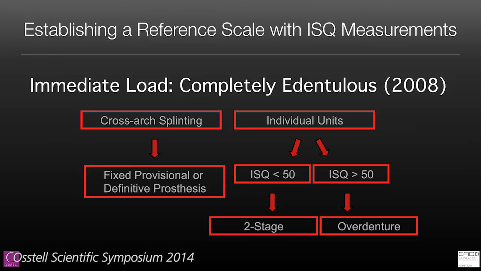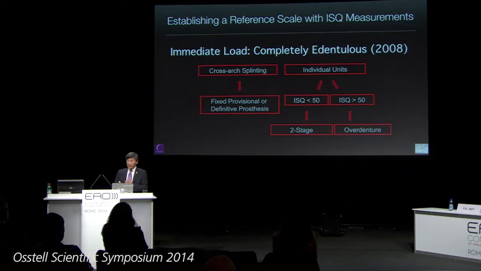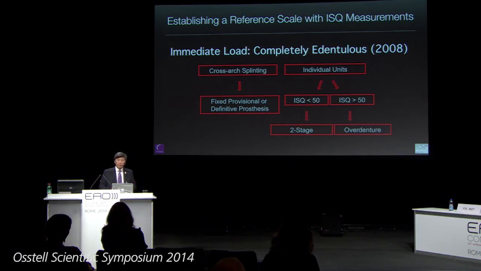And therefore, we made this recommendation that in a completely edentulous arch, if we are able to cross-arch stabilize all of the implants together, we would be able to provide a fixed provisional restoration. If they were treated as individual units, if the ISQ value was lower than 50, I would two-stage it. I would bury it and allow the implant to heal. However, if it was greater than 50, then we would consider attaching some sort of overdenture connection.